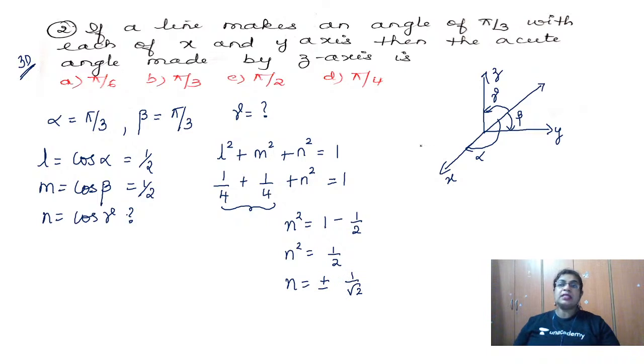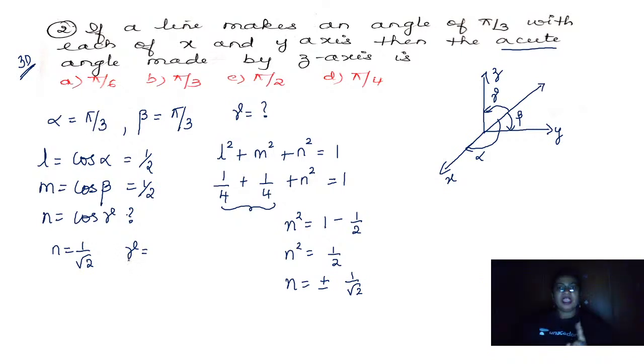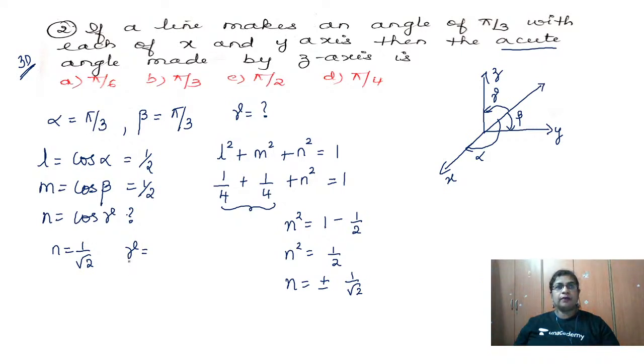But since they've asked us to find the acute angle, I take the positive one. Okay. So if n is equal to 1 by root 2, then who is gamma? We want gamma. Which value of cos will give you 1 by root 2? Which value is that? It is nothing but 45, isn't it? Okay. So therefore, gamma is equal to pi by 4.